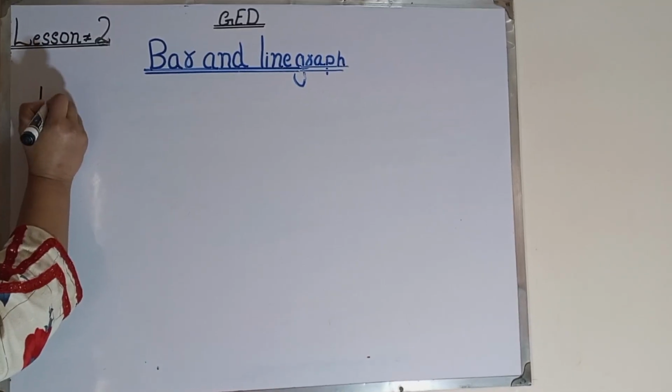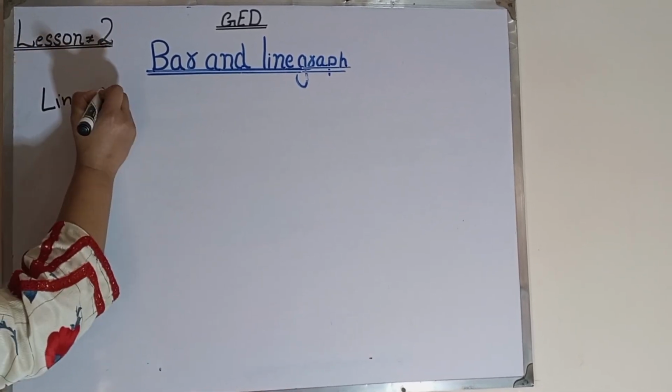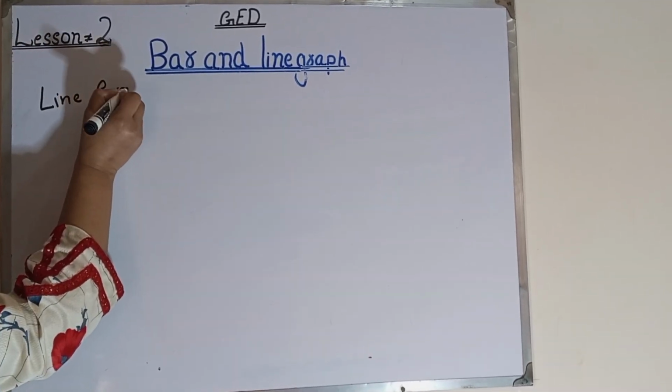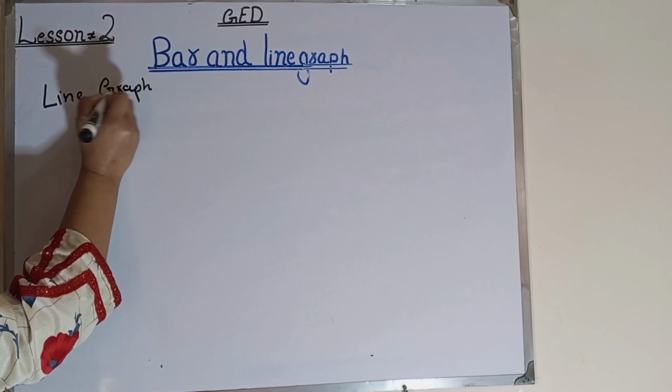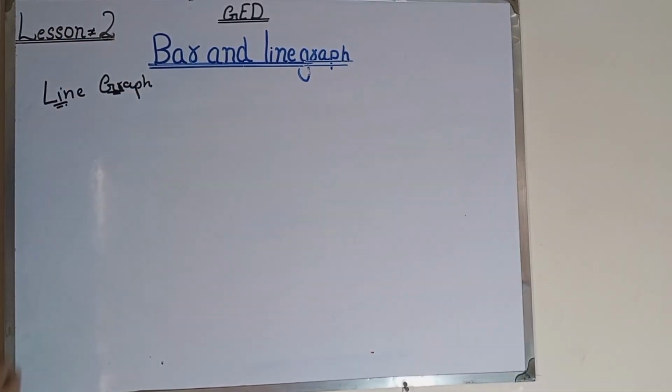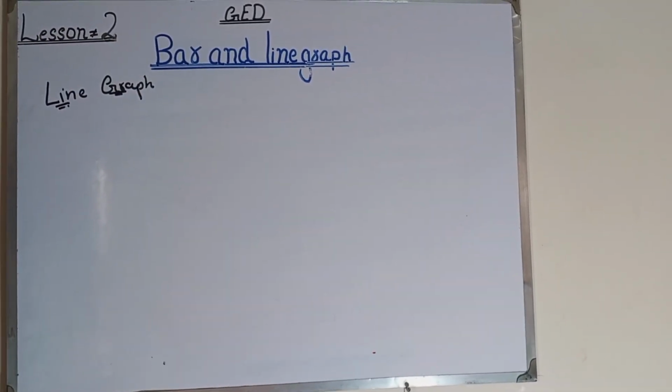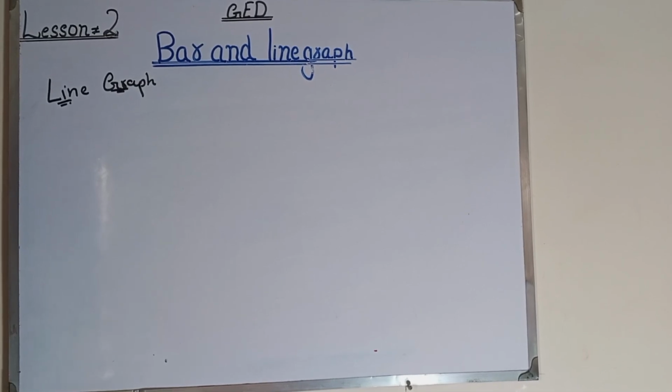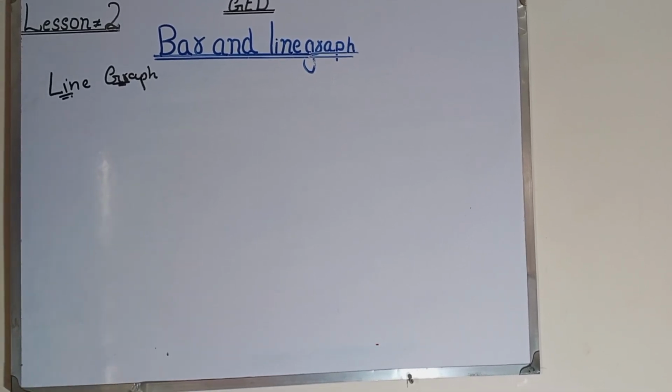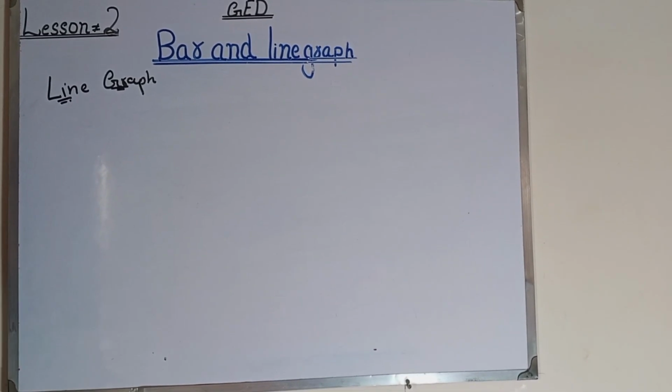Line graph. What is line graph? Firstly, we discussed the bar graph. Now, we'll discuss the line graph. A line graph shows how data changes over time.